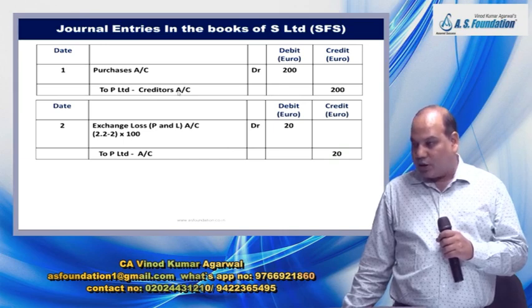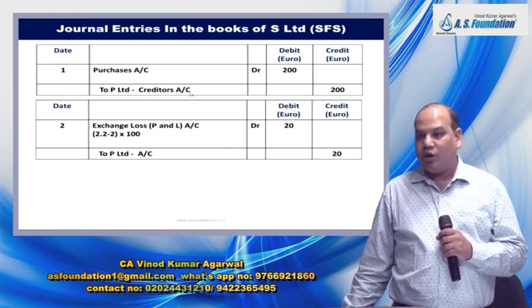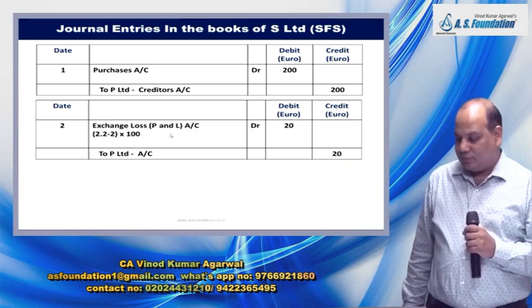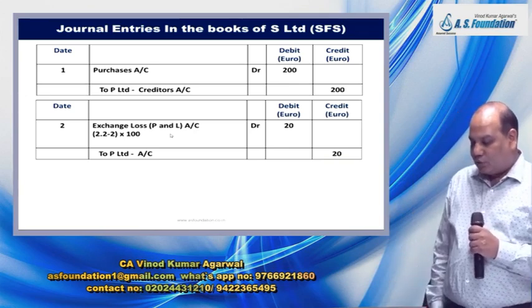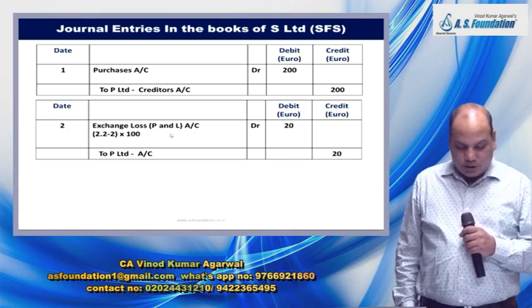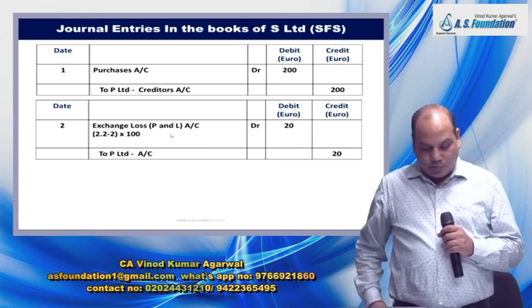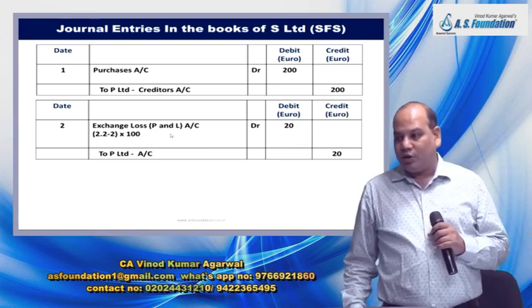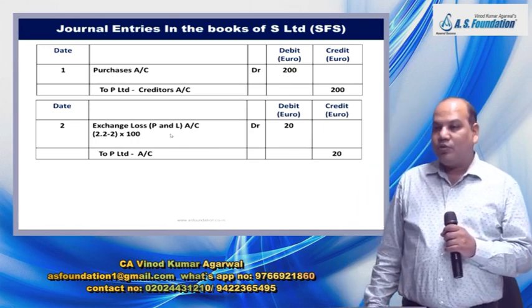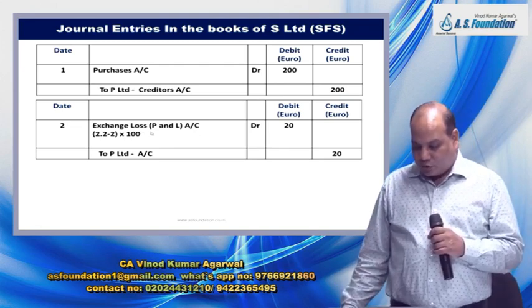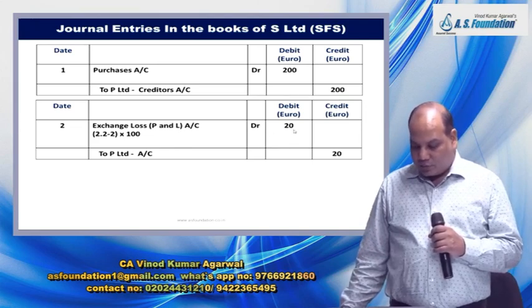But in their books, the creditor account is a monetary item. So they will restate the creditor at closing rate. Now the exchange rate has gone to 2.20 euro per dollar. So that means now the creditor will be valued at 220 euros. 220 minus 200, 20 euro loss. So exchange loss in P&L account in the separate financial statement. They will transfer it to P&L account, 20.